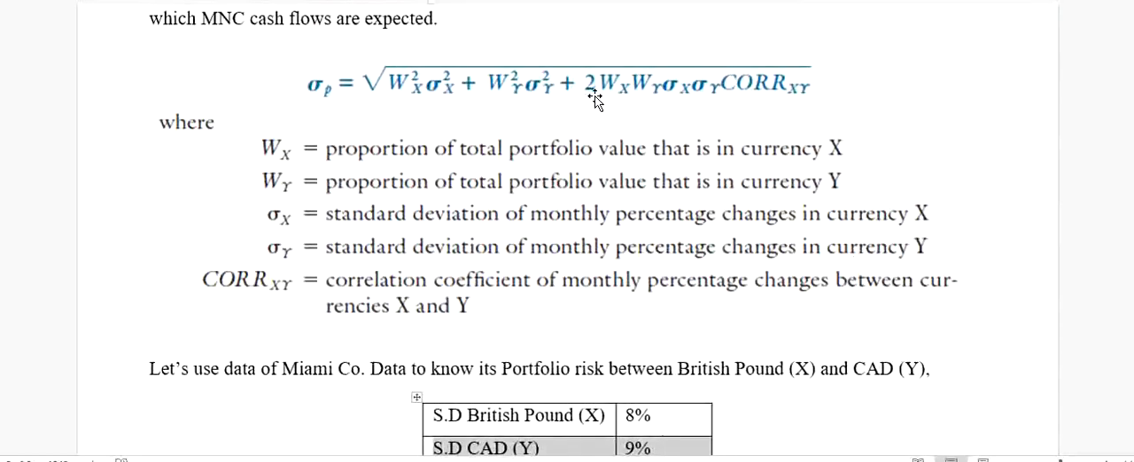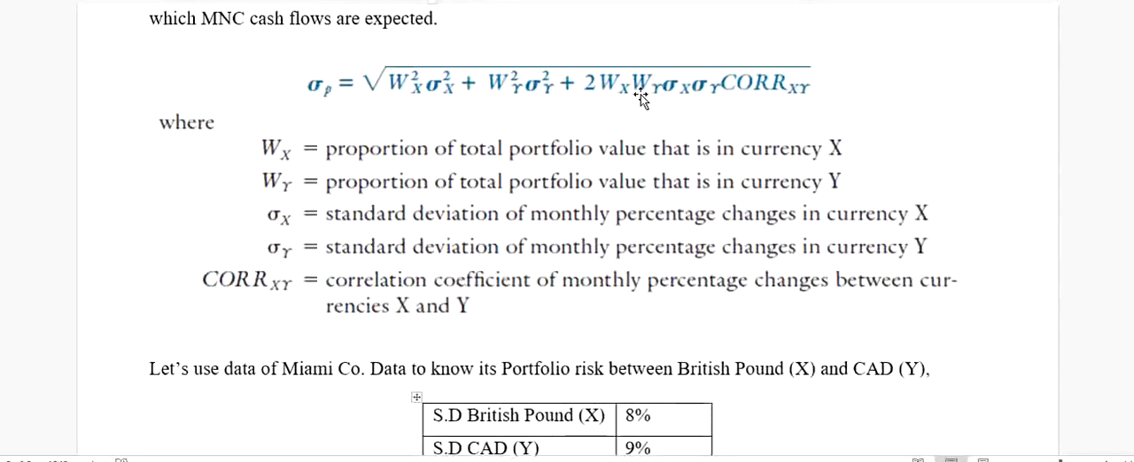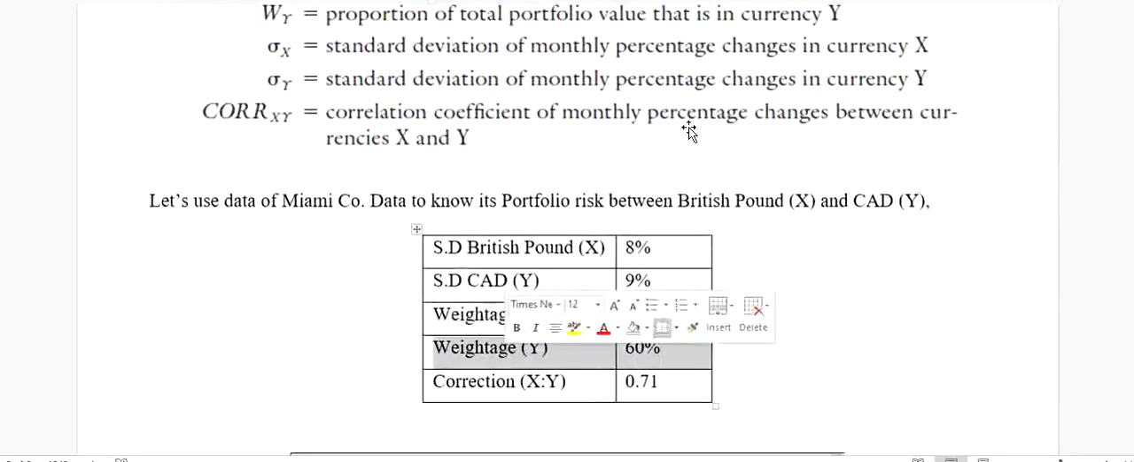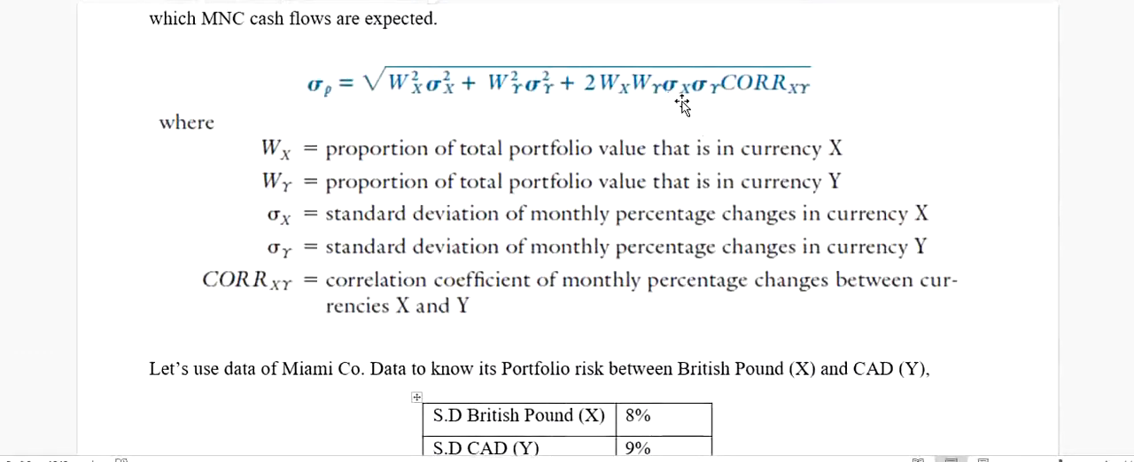Then we have plus 2 multiplied by WX, which is again the weightage that we have in pounds, multiplied by WY, which is the weightage of the currency Y, the Canadian dollar in my example, multiplied by the standard deviation of pounds, which is X, and the standard deviation of the Canadian dollar, and then the correlation between the Canadian dollar and pounds. Again, I assume you know how to calculate the correlation. You have gone through the statistics subjects, you do understand what a correlation is. So this is the formula.